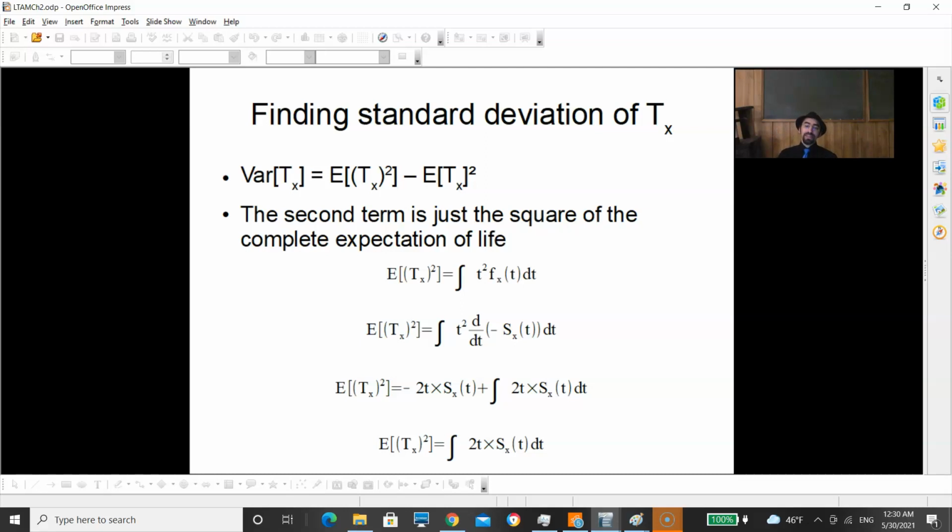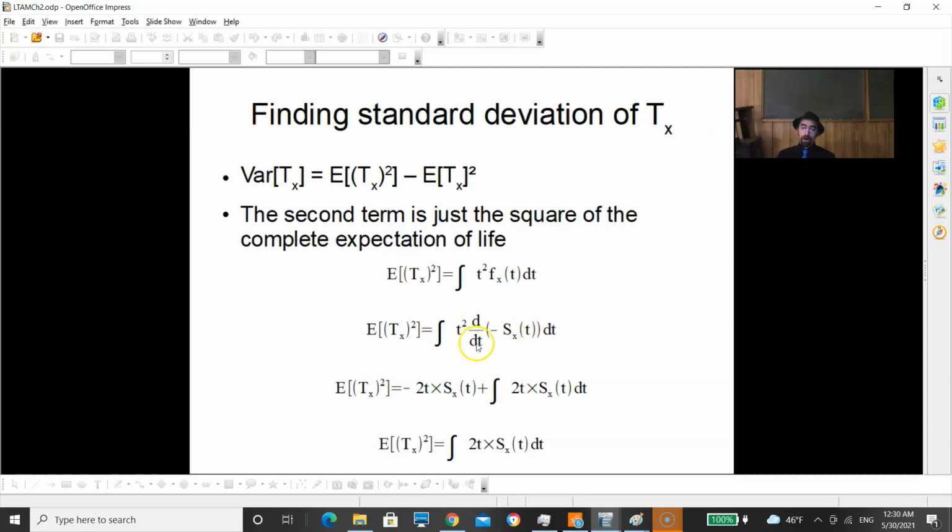The square of the mean, that's the square of complete expectation of life. I just talked about how to do complete expectation of life. We can assume we know how to do that. What's interesting is the expectation of T sub x squared. I could say it's t squared times the probability density of time of death. I could also point out that that probability density is the negative derivative of survival.